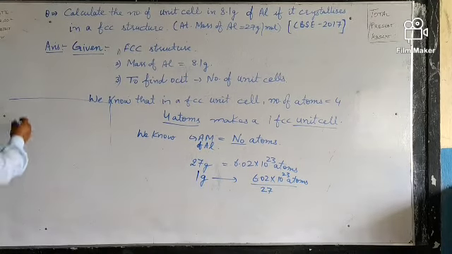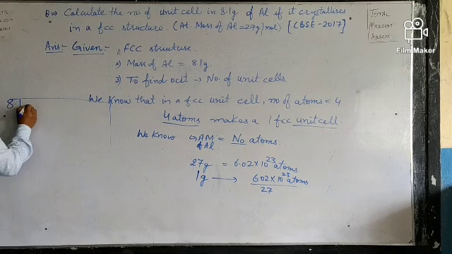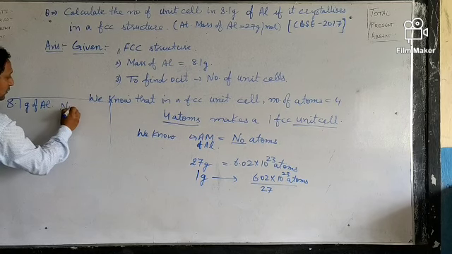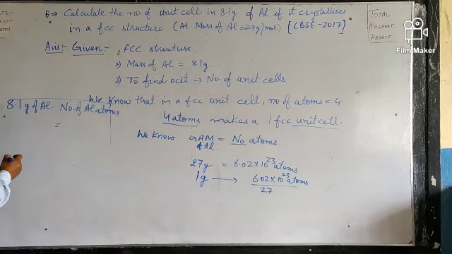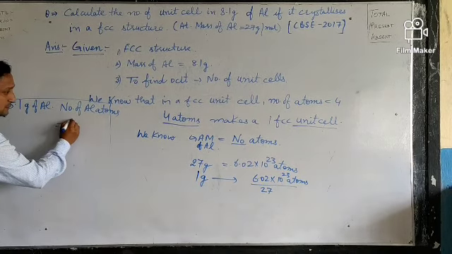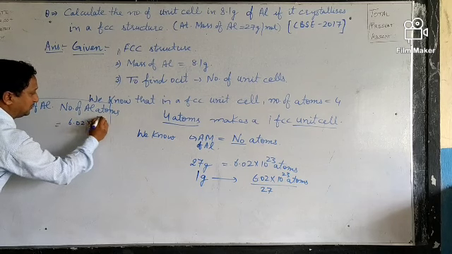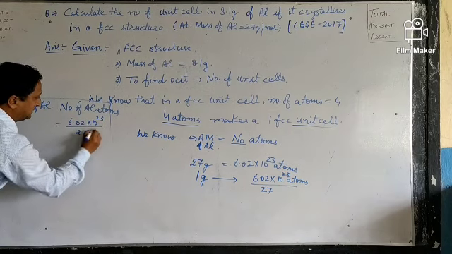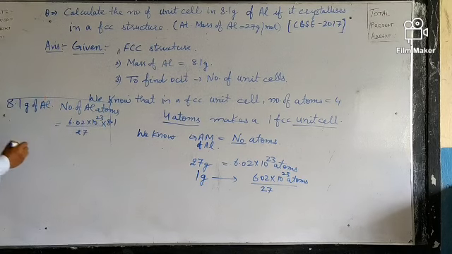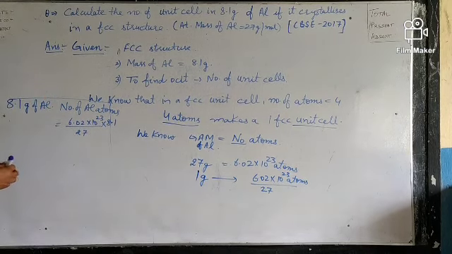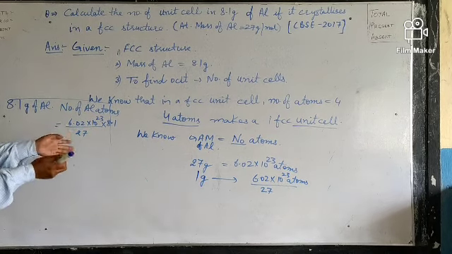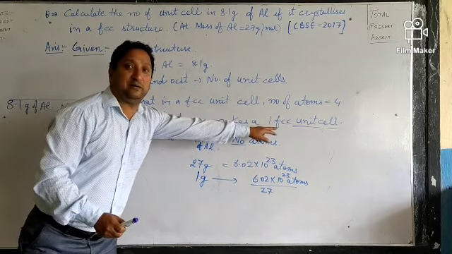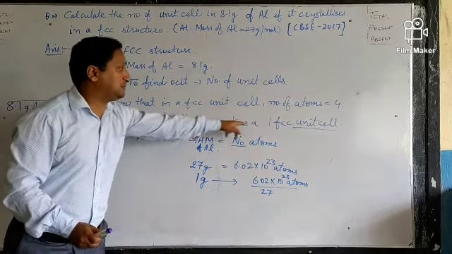And for 8.1 gram of aluminium, number of aluminium atoms is equal to 6.02 into 10 raised to power 23 upon 27 into 8.1. Now what we have found out? We have found out the number of aluminium atoms. And what is the relationship between the number of atoms and unit cell? 4 atoms make 1 unit cell.